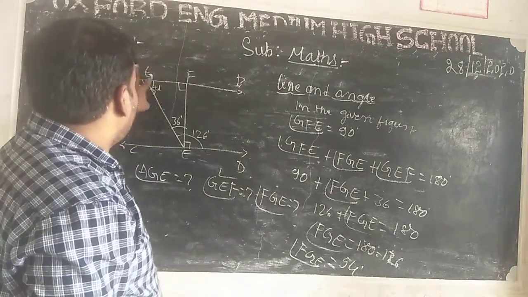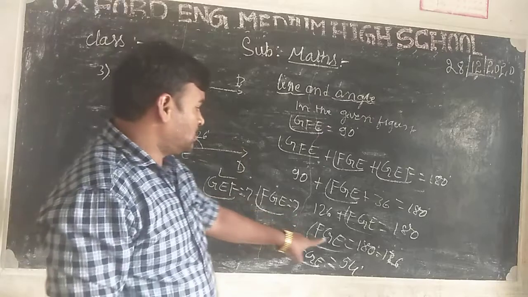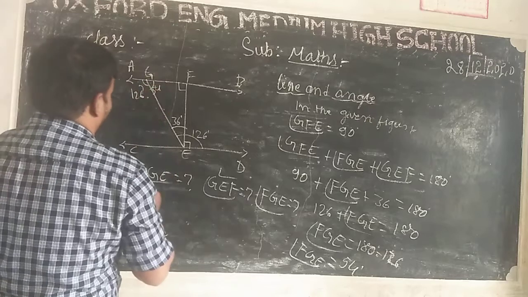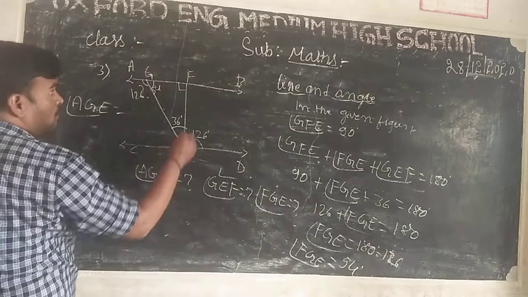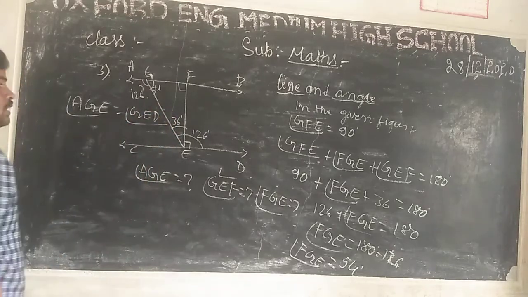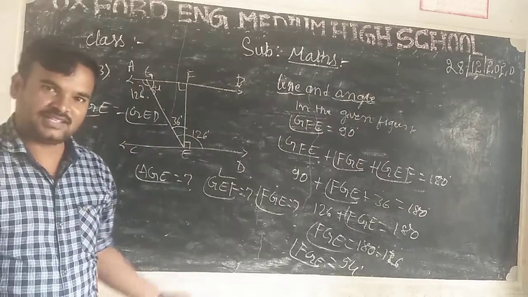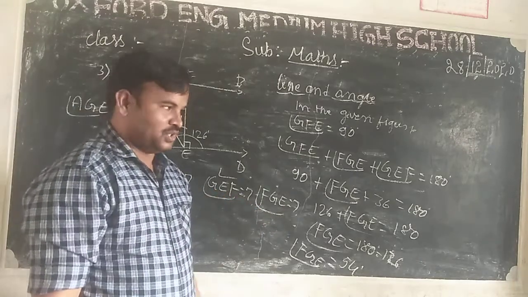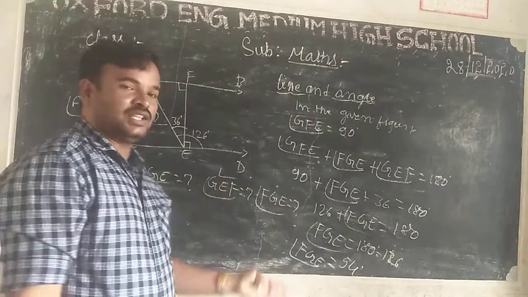So what is AGE? This one is 54. This is also 126 degree. This one is 126 degree, because AGE is equal to GED. Two angles are equal. Understand, dear students? Because they are interior alternate angles. That's why you should find the values of AGE, GEF and FGE. In this way, you should find the 3 values in 3 steps.